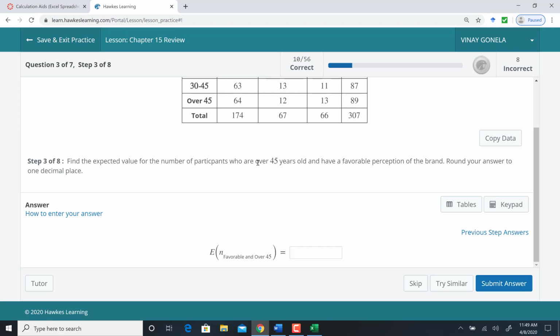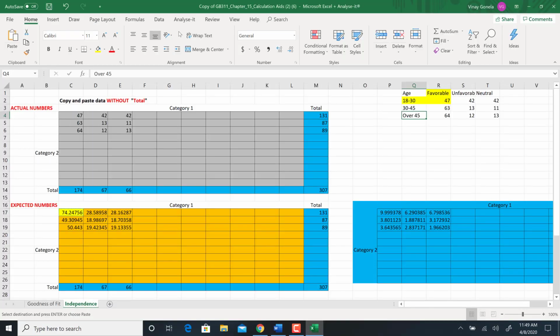How about the expected value for those who are over 45 and have a favorable perception? So over 45, that is this one, and favorable again is this one. So maybe I will try to highlight with a different color, favorable and over 45. You are looking for the value in this cell, so I will go here and check that cell. So that would be my answer, 50.443.